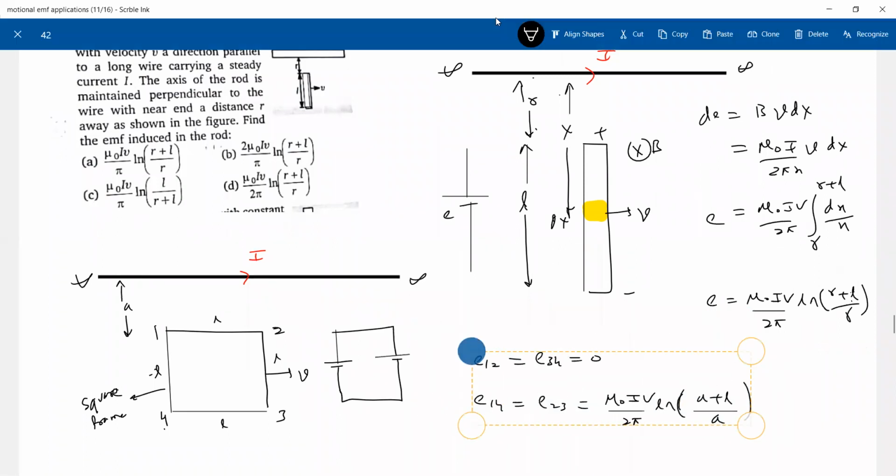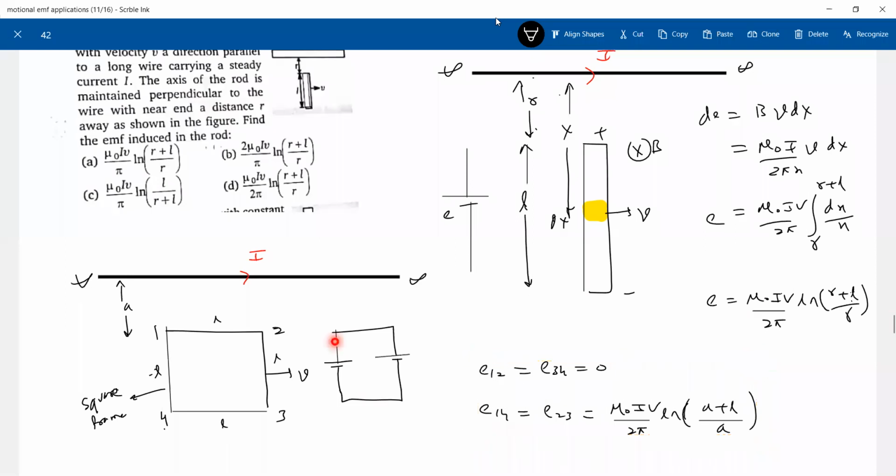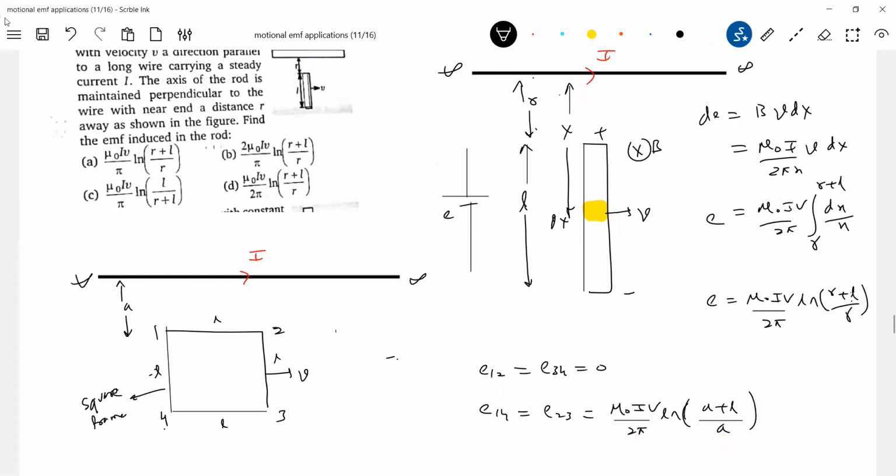So almost what you are learning now, you can apply for situations like this. You can replace this with a cell, and let this be equal to, say, E. What is the net EMF induced? Will be 0, no? So therefore, what is the EMF in the loop? E14, E23.